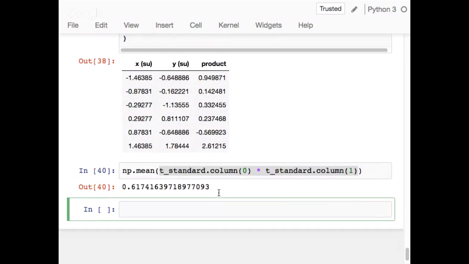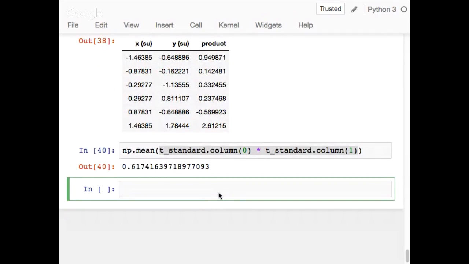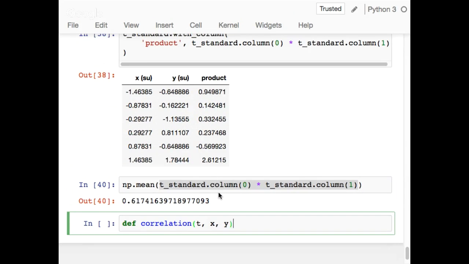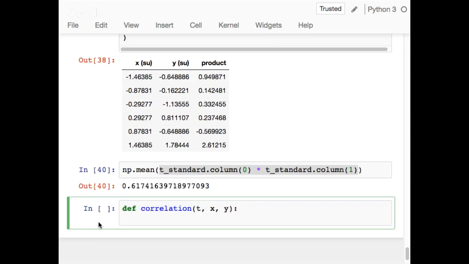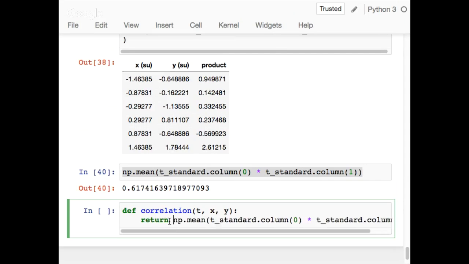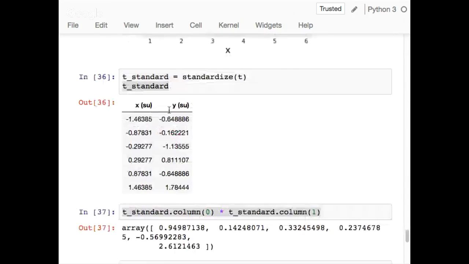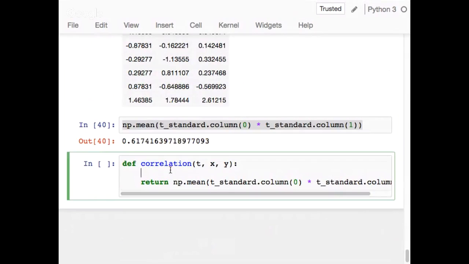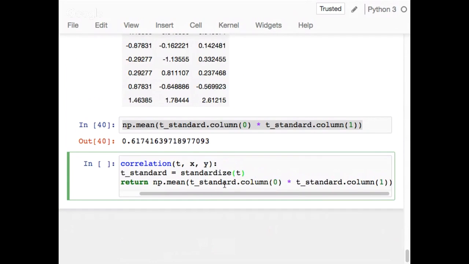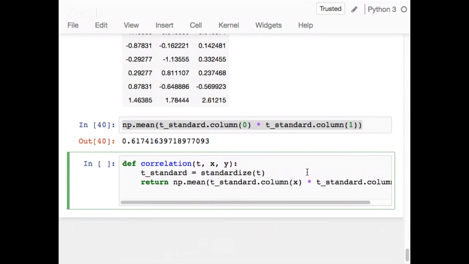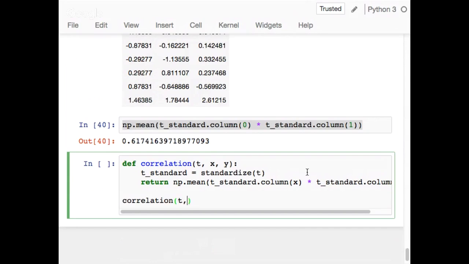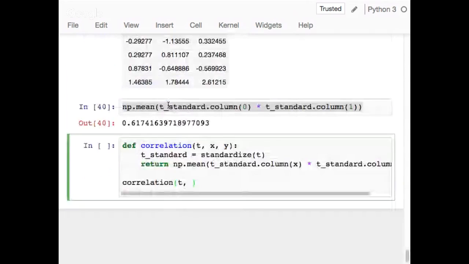So we have here a way of calculating r. I want to calculate r for a bunch of different things. So let's define a function called correlation. Give it a table, an X column, and a Y column. I'm going to call this T standard equals standardized T. I can just replace this with X, this with Y. And now I should be able to calculate the correlation of my T with column X and column Y.